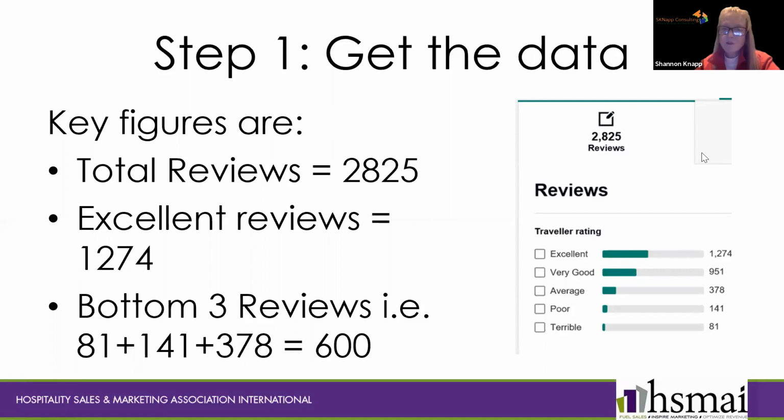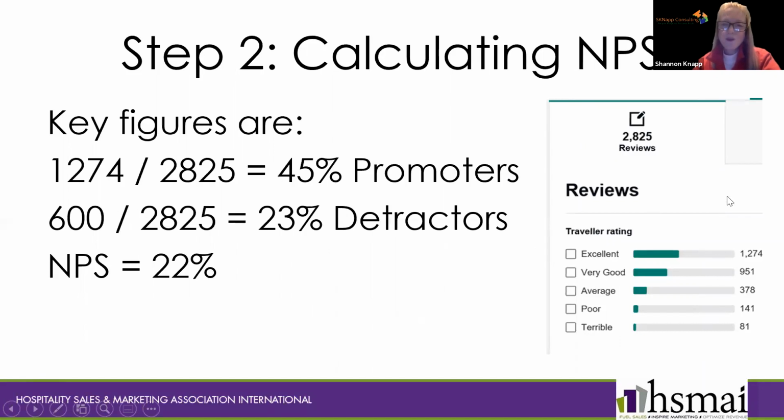And this screen is probably very familiar to any hotelier that looks at your own TripAdvisor reviews and looks at your competitors. So then in step 2, we simply take the bottom ones. So all of our excellent ones, which of course are our biggest fans, are our promoters, which would be the 1,274, divided into the total reviews, which in this hotel's example was 2,825.